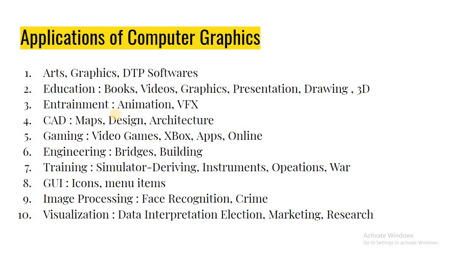Fourth is CAD. The abbreviation is computer aided designing. The designing which is used for architecture, for maps, for mountains, for huge architectures, in which we draw things with some parameters which makes it easy for us to draw the particular architecture. In gaming, there is offline gaming, online gaming, Xbox gaming, and mobile applications.